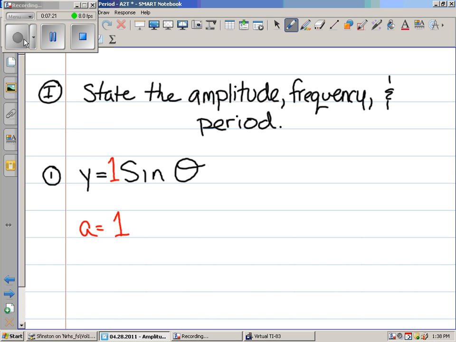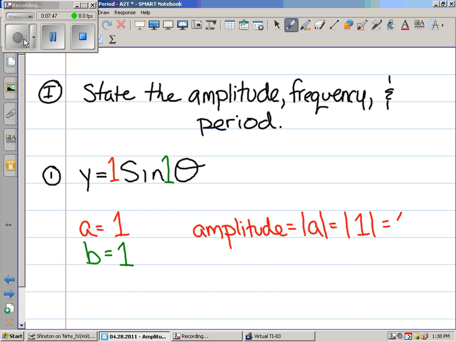A is 1, and B is 1. And then we're just going to fill out our formulas. So the amplitude is just the absolute value of that first number. It's the absolute value of A, which is the absolute value of 1, which is just 1.